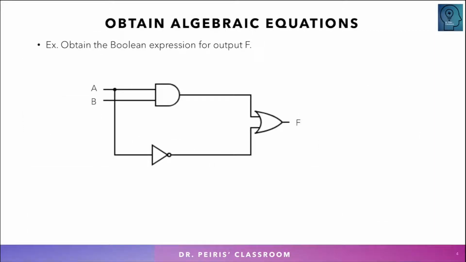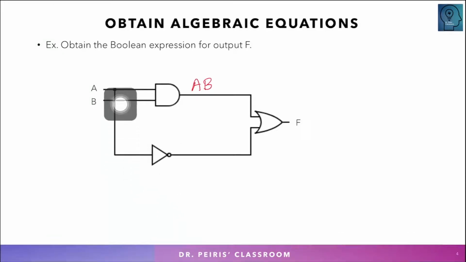Now let's see this one. We're going to write the expression for the output F. So we need to understand what gates we have and how many inputs. If you look at the diagram, we have only two inputs A and B and the output is F. So this is an AND gate. What is connected to the AND gate? The inputs A and B are connected to the AND gate, which means the output of the AND gate should be AB.